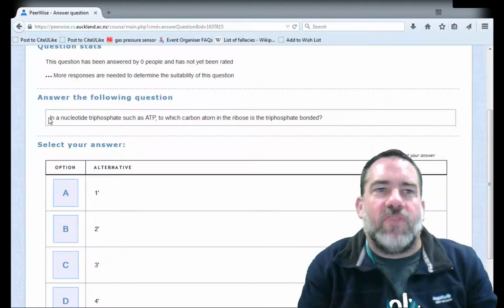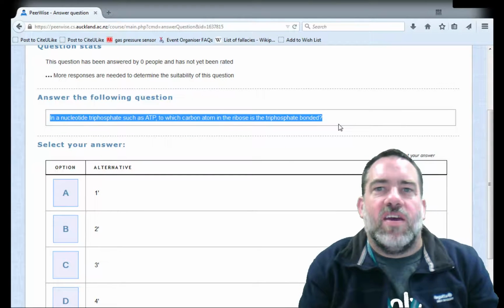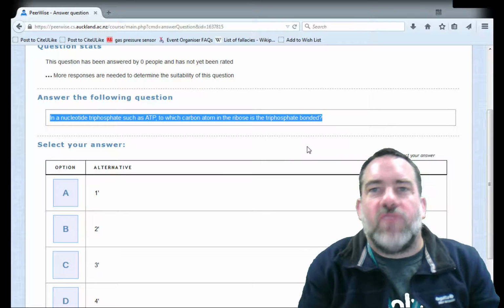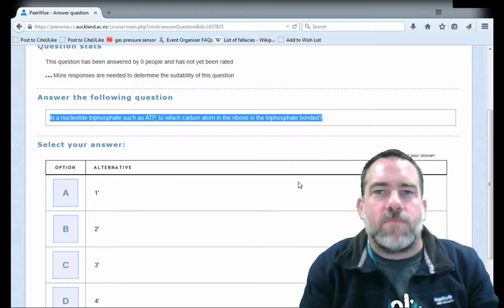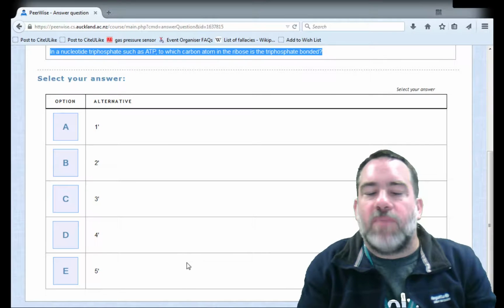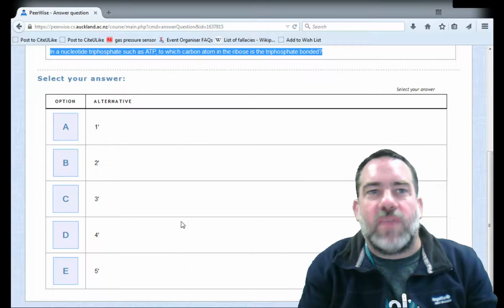So I have the question text here. In a nucleotide triphosphate such as ATP, to which carbon atom in the ribose is the triphosphate bonded? Well, I have 5 alternatives. It's a pentaribose. There are 5 carbon atoms.